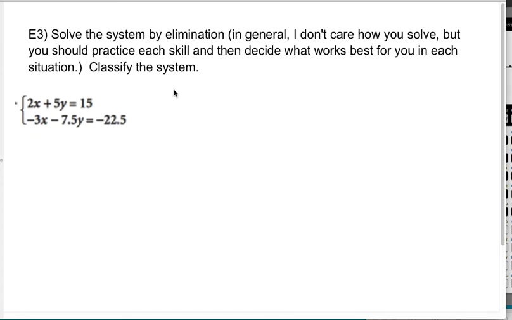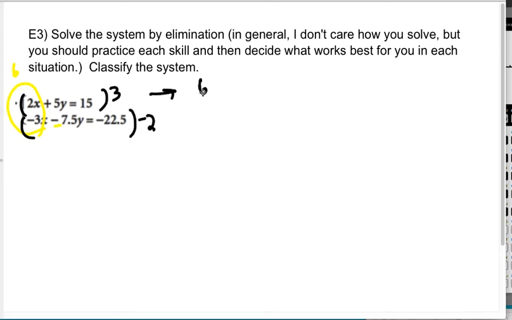So E3's got some decimals, which is not super awesome and fun, but we'll deal with it. So when I go to do E3, the first thing I'm going to suggest is that I don't really want to deal with the 5 and the 7.5, but if I go ahead and try to eliminate the x's, there's a pretty easy common multiple of 6 here. So I'm going to pick 6 as my target, which means I'm going to multiply the entire top equation by a positive 3 and the whole bottom equation by a negative 2, right? Because that'll give me a 6 and a negative 6.